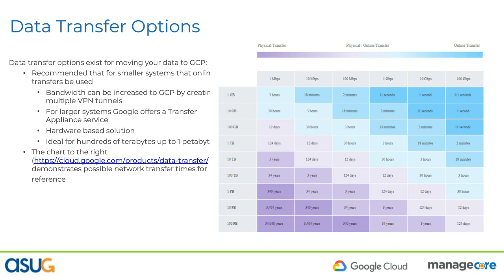So as we talk about data transfer options, that will be the main topic that you're going to discuss and decide as you go through that really planning phase of your migration to GCP. It really depends on how much data you have, how big your database is, and what your current platform is.